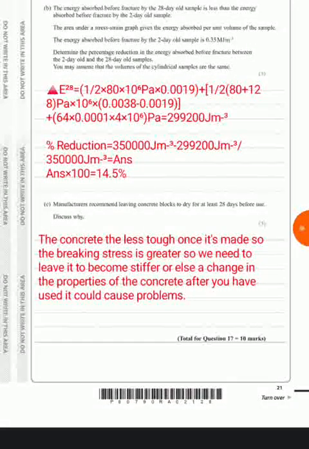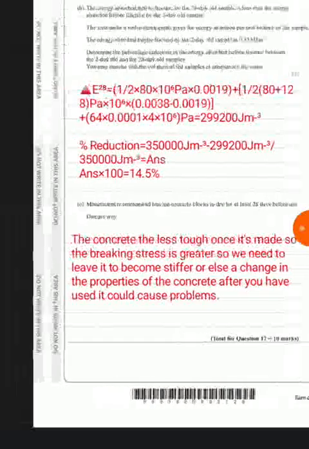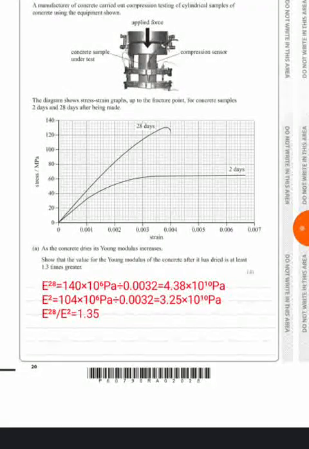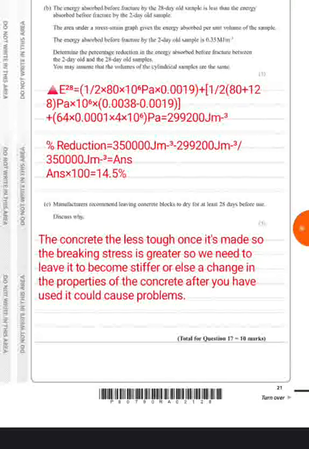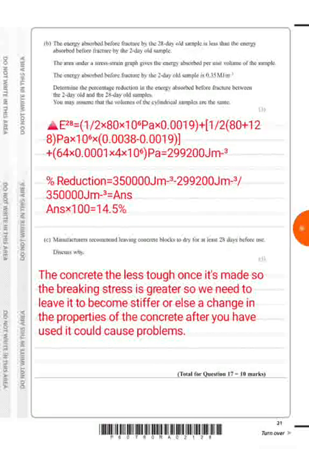So for E28, it's half times 80 times 10 to the power 6 pascals. It's 80 because now they're asking about before the fracture. And then we multiply it by 0.019, then plus half times 80 plus 128 pascals times 10 to the power 6 times 0.0038 minus 0.0019, plus 64 times 0.0001 times 4 times 10 to the power 6 pascals. And then we get 299,200 joules per meter cubed.